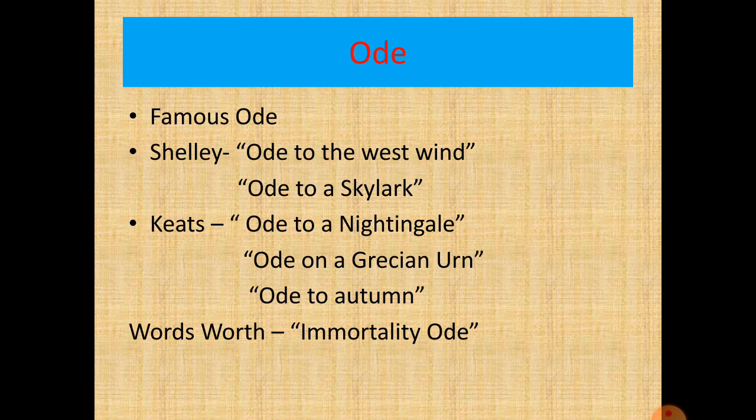So, dear students, in this slide, I have listed some famous odes written by very famous writers like Shelley, Keats, and Wordsworth. Here you can see Shelley's Ode to the West Wind and Ode to a Skylark. These are very famous odes. Ode to a Nightingale, Ode on a Grecian Urn, and Ode to Autumn are also very famous odes from the pen of Keats. You can also find Wordsworth's Immortality Ode in the history of English literature.